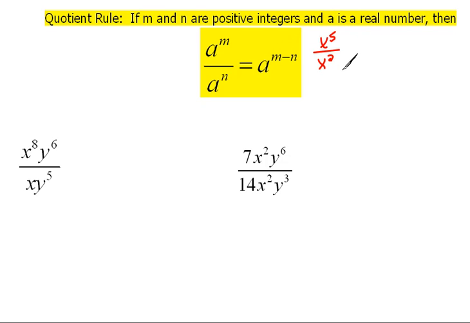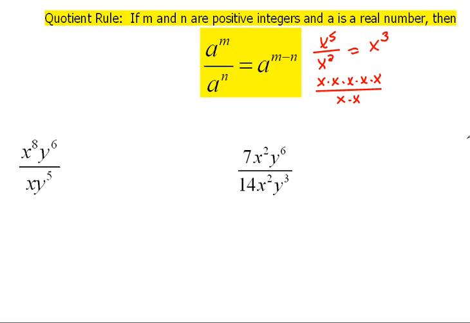But let's see why. If we were to subtract the exponents, 5 minus 2 would give us x to the third power. So we know what the answer should be, but let's see why. X to the fifth is really x times x times x times x times x. 5 of those. And x squared is really x times x.